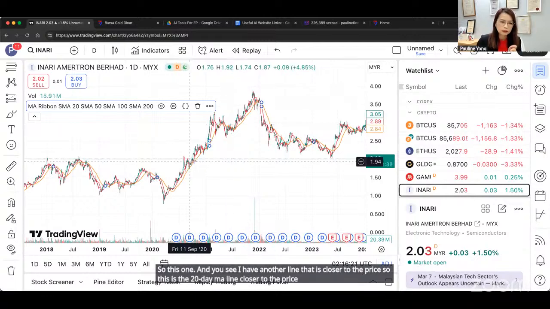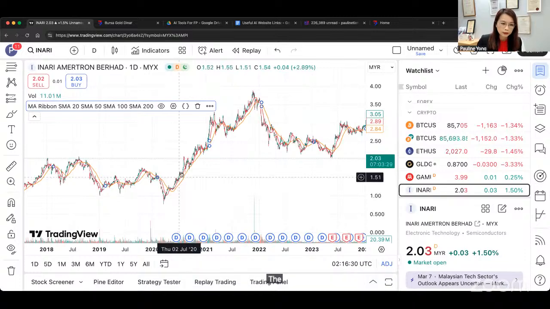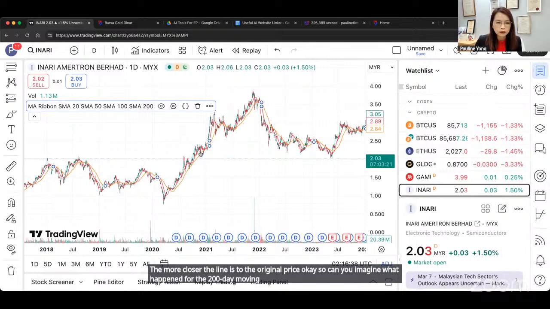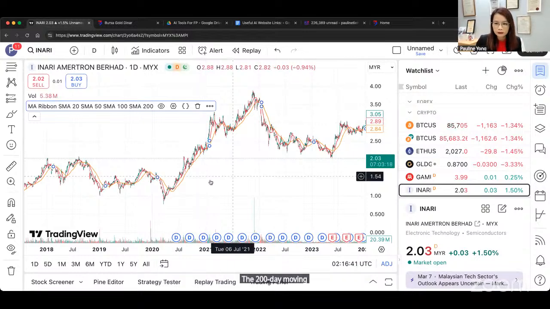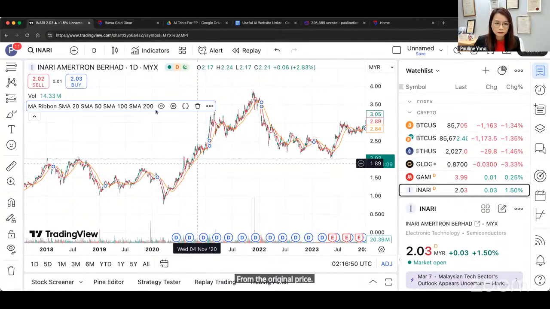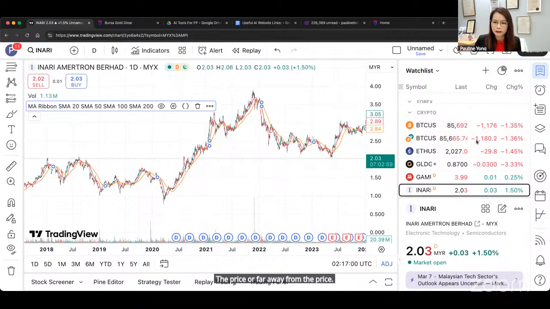So the shorter the time frame, this is the time frame, 20, 50, the closer the line is to the original price. Can you imagine what happens for the 200-day moving average? Will it be near here or far away from the original price? Can anybody tell me? For the 200-day MA line, will it be near the price or far away from the price? Okay, very good. Far. It will be far.